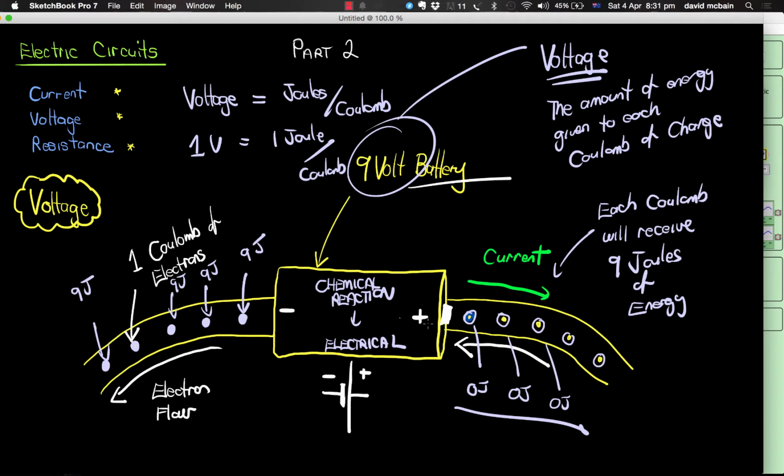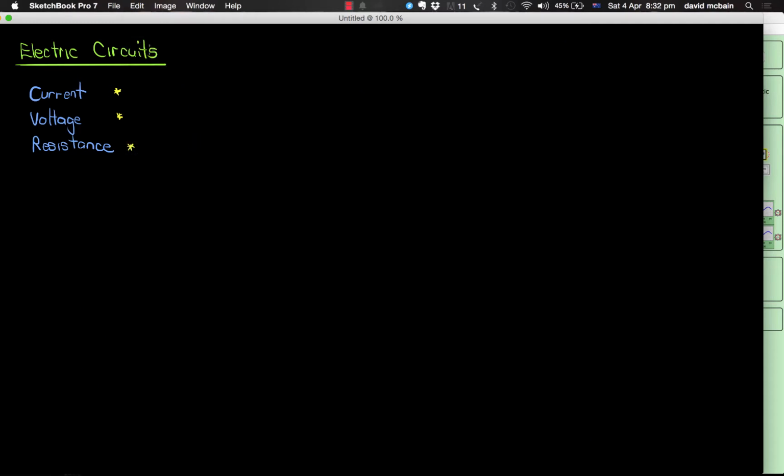The other side of the coin, there's a couple more aspects of voltage we're going to talk about. This is from the battery point of view. So I'm now going to clear this and we'll talk about what happens when these electrons reach something like a light globe. So let's now imagine that we've got a light globe.